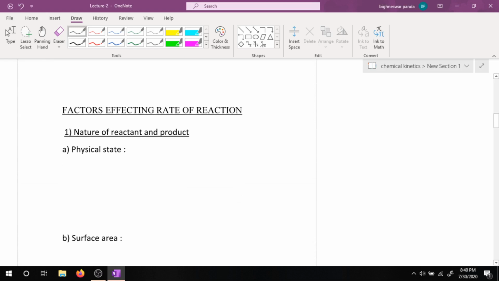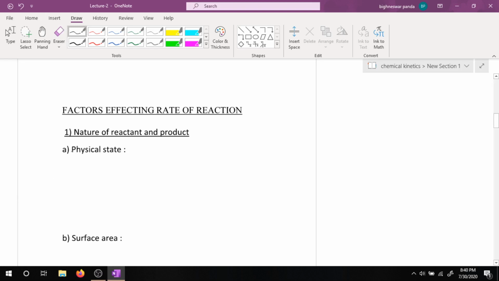So what are the factors affecting rate of reaction? In the previous class we discussed rate of reaction. What is rate of reaction? The change in concentration of any one of the reactant or product per unit time is called rate of a chemical reaction. There are various factors. Factor number 1 is nature of reactant and product.